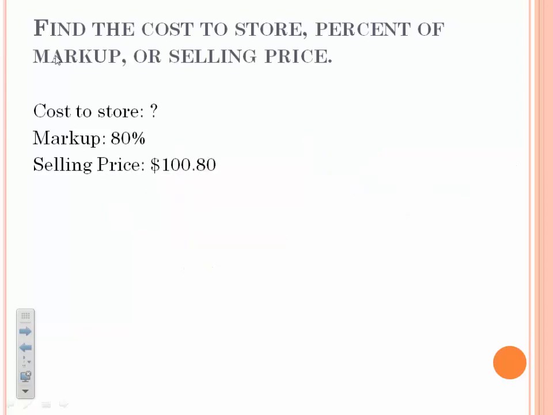All right, I'm going to do this one with you. This one, we're taking the cost to the store, which is our 100%, and we're adding 80%, which is our markup, okay? So our selling price is 100% of our original price. So let me rephrase it again.